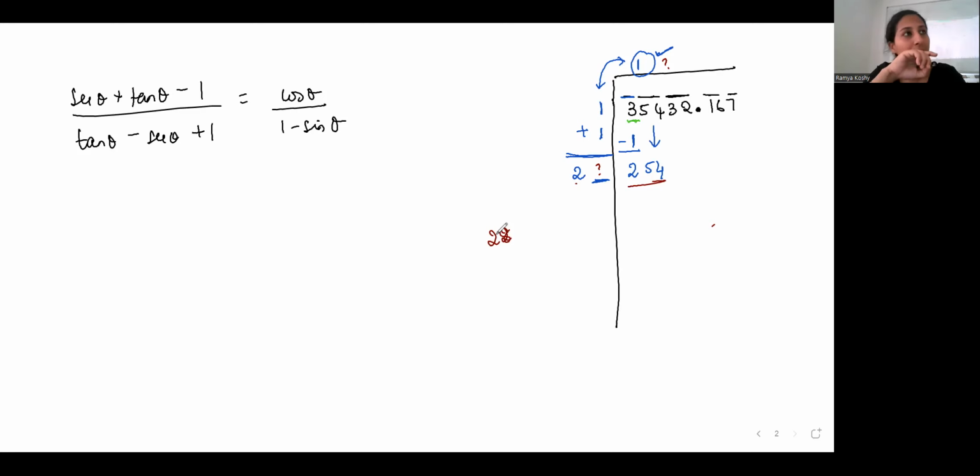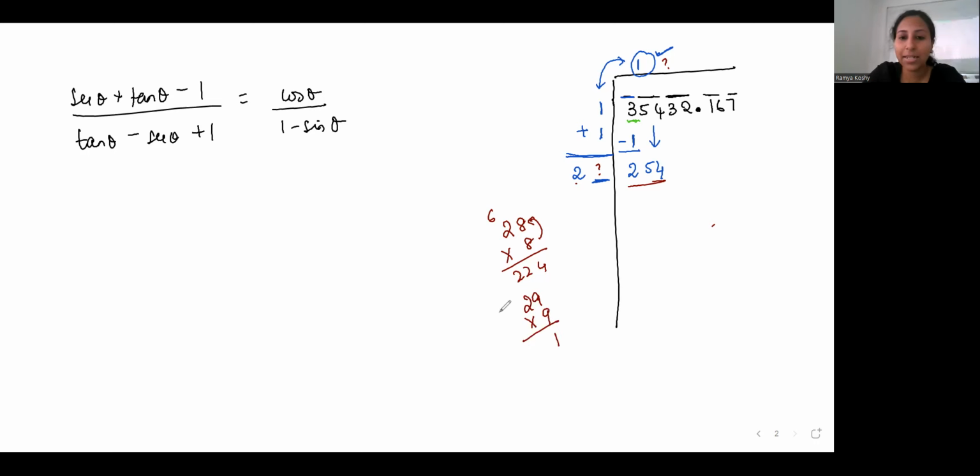Suppose I try 28 times 8. 8 times 8 we know is 64. 8 twos are 16, and 16 plus 6 will give me 22. If you want, you can also try 29 times 9, because you should choose the highest number.